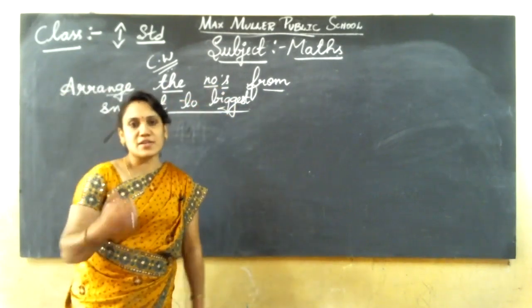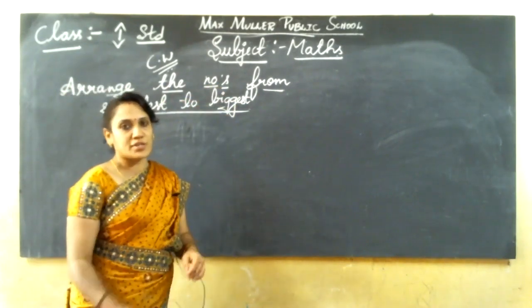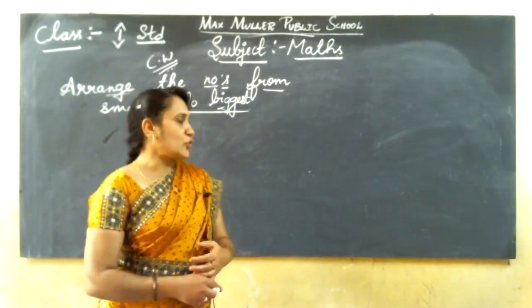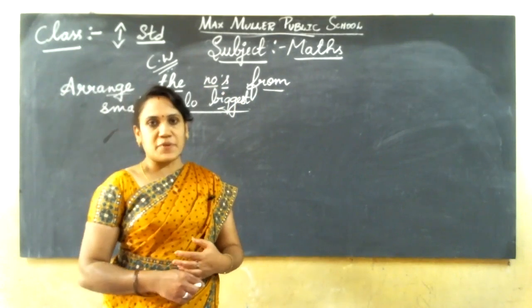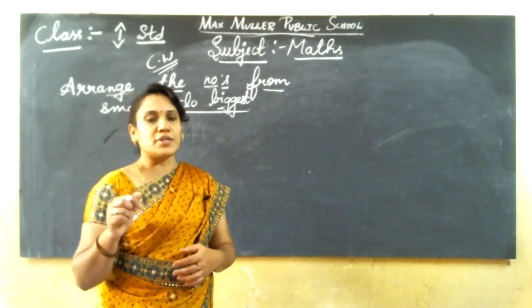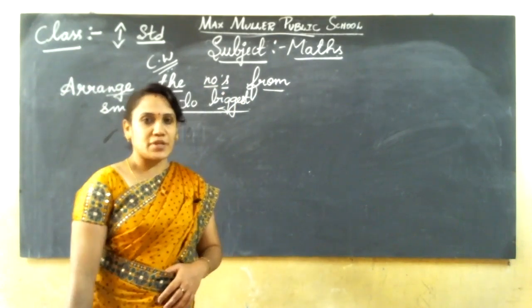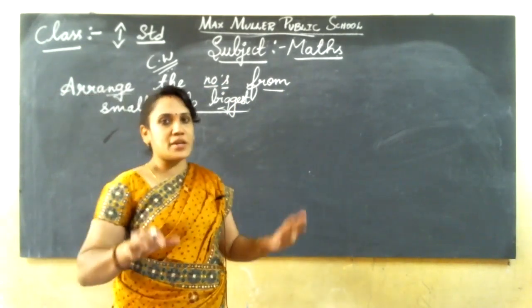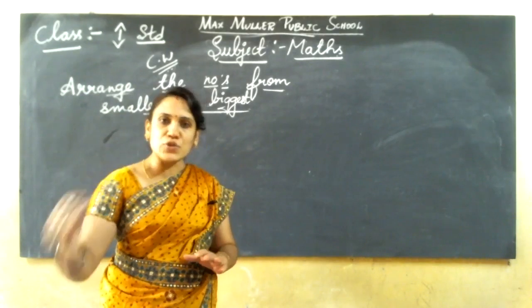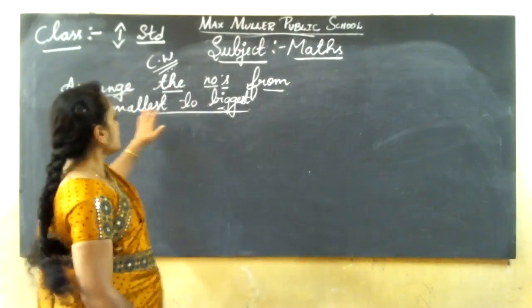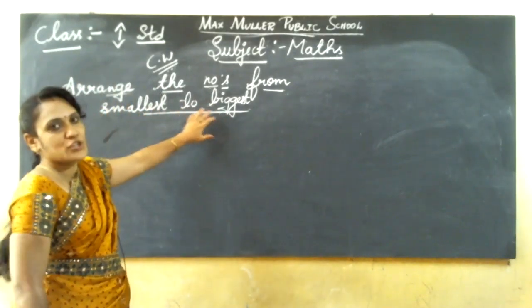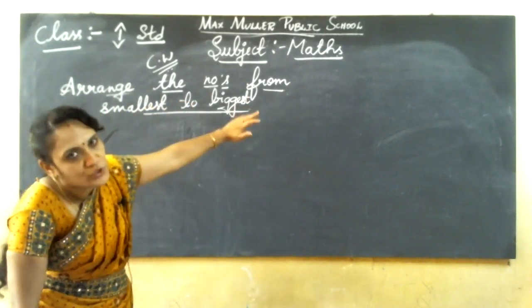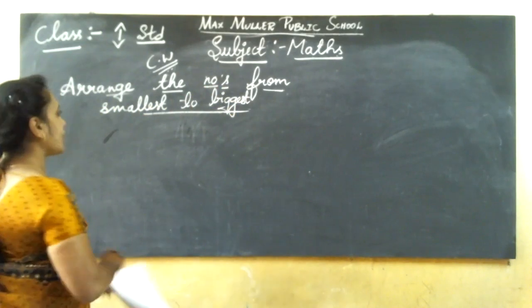In the previous class, I taught you to circle the smaller number and circle the bigger number. To practice, I told you to practice in your rough note, isn't it? Which is the smaller number, how to identify, and which is the bigger number. So now we have to arrange. They'll mix up the numbers and give them, and we should arrange from smallest to biggest. Smallest to biggest means from small to big. Like that we should arrange.